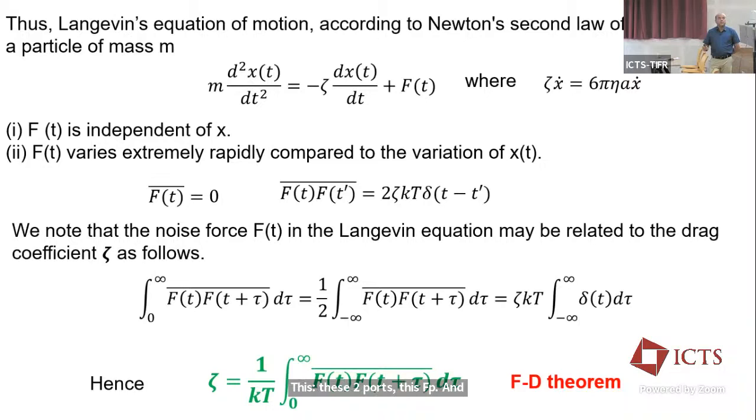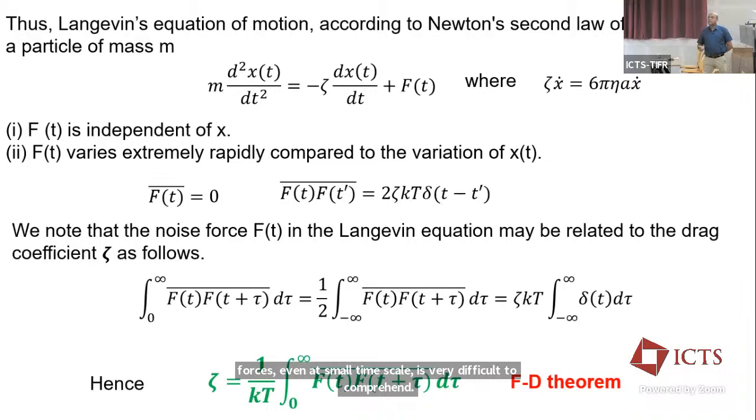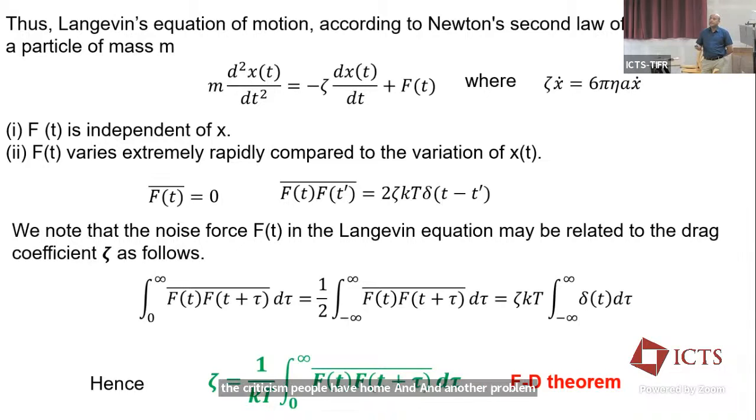This kind of realization of independent forces, even at small time scale, is very difficult to comprehend. You cannot realize that one. That's why that is one of the criticisms people have found. Another problem is that we have described this thing in terms of a differential equation, where F(t) is also included. It means that F(t) would be a differentiable quantity, whereas F(t) is not a differentiable quantity. That is the major difference for how to write this kind of differential equation based on this random force.